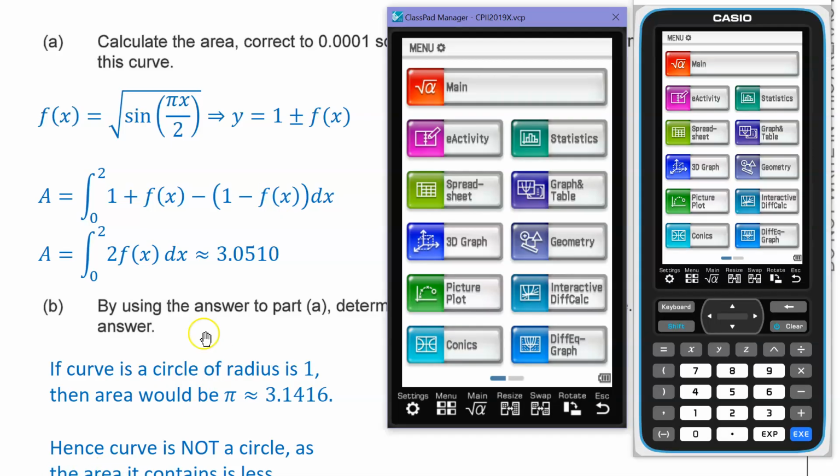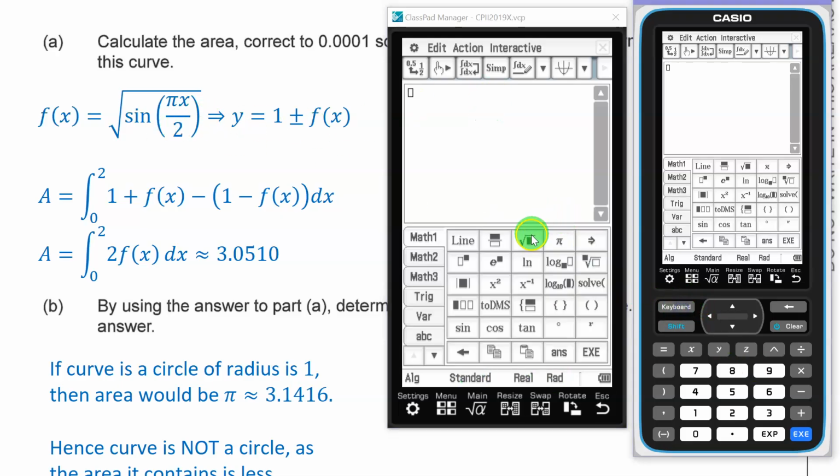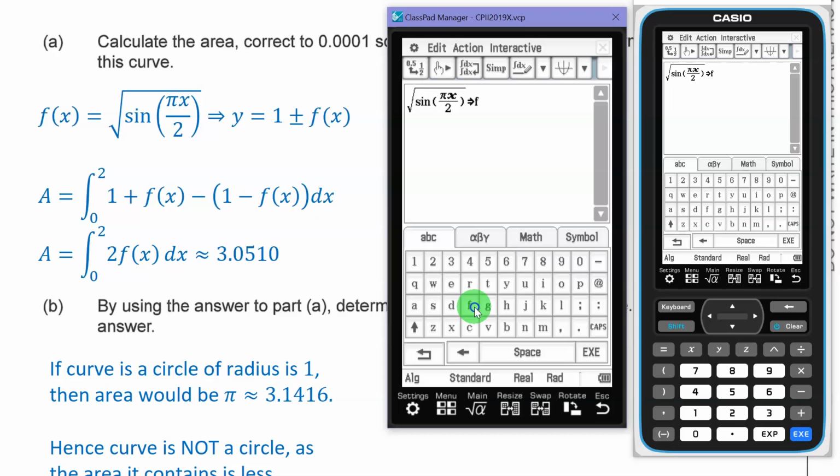Let's grab our calculator and have a go at that. We'll store f of x first. We get the keyboard up, get the square root, and we've got sine of a fraction. Upstairs is pi x and downstairs is 2. Then close my brackets because I'm going to store this as f. Tap outside the function and store this as f. Okay, that's my f sorted out.